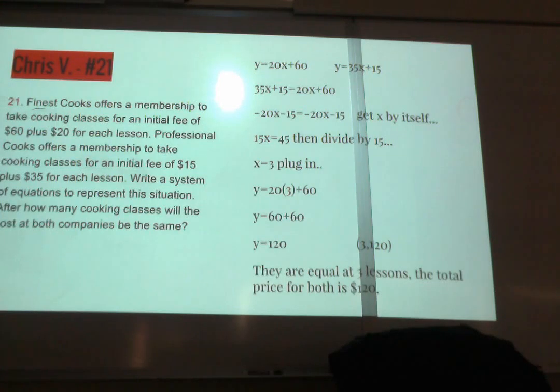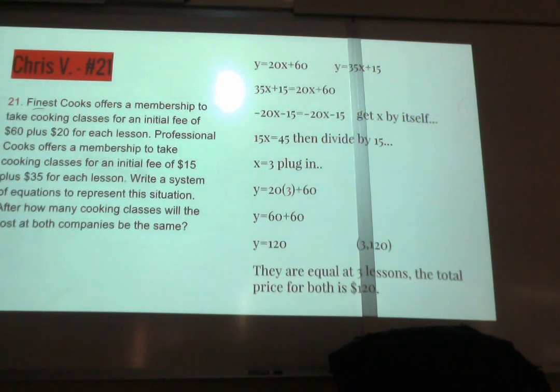After how many cooking classes will the cost of both companies be the same? At first we want to get both equations, and then we plug one equation into the other side, and then we want to get x to the left side, so you subtract 20 from both sides, and then you subtract 15, so then you get 15x equals 45, and then you divide by 15, and you get 3. Then you plug that into either equation. So if you do the equation with 60, that's 120, and the cost is equal at 3 lessons for both of them.